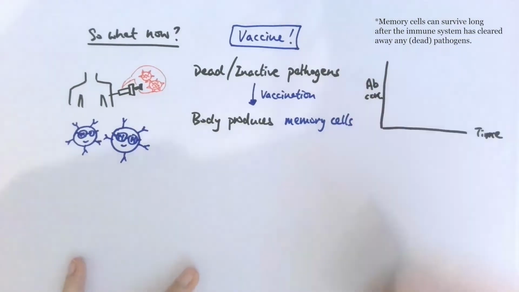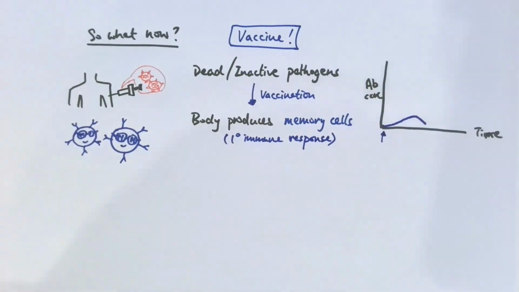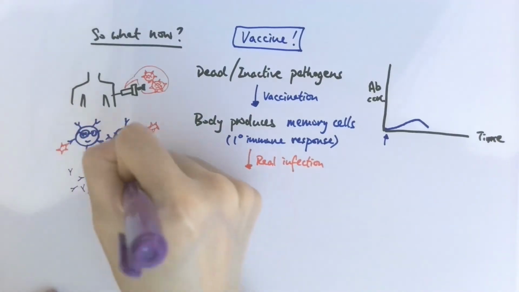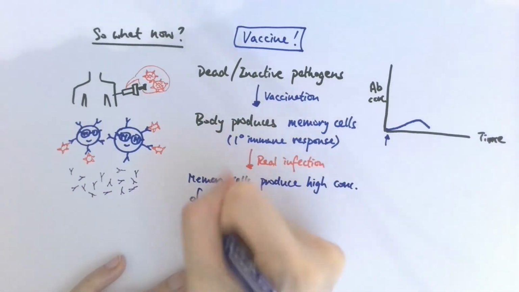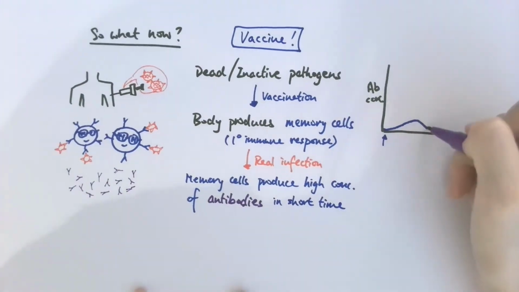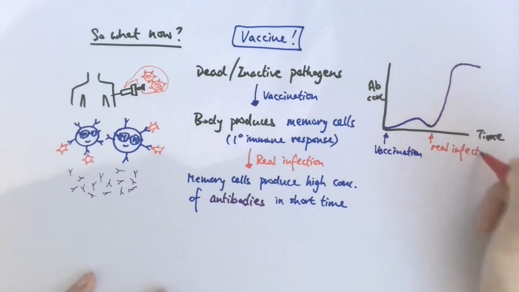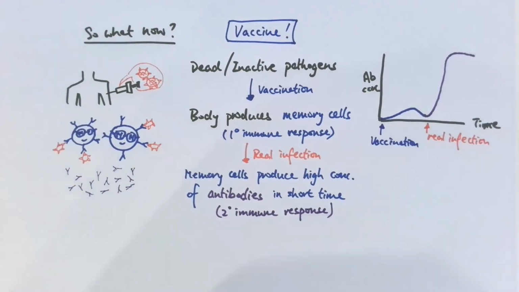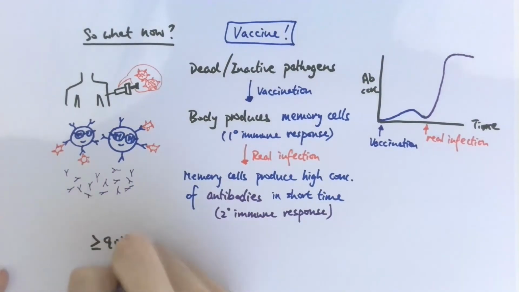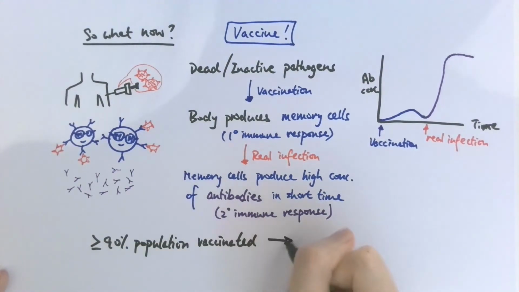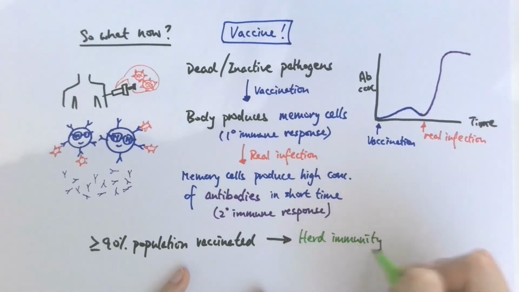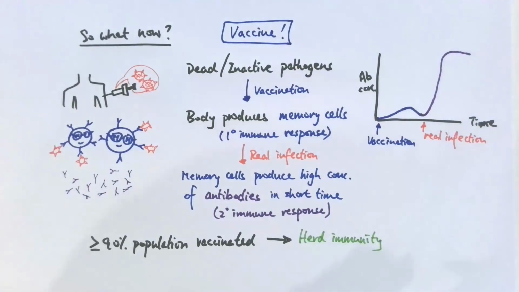The aim is that these memory cells will recognize the actual live pathogen when it does invade our body and can quickly induce a secondary immune response where it produces large concentrations of antibodies in a short time to kill the pathogens before they can cause symptoms. If more than 90% of the population is vaccinated, we can have herd immunity where the pathogen can't survive long enough in the host to reproduce and be spread to other people, meaning those who cannot be vaccinated for various reasons can be protected from the pathogen as well.